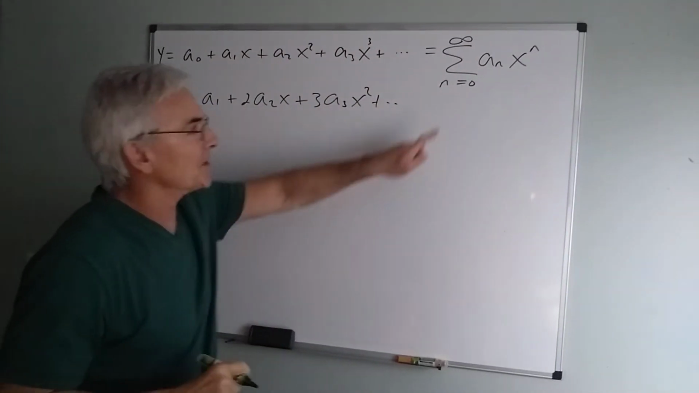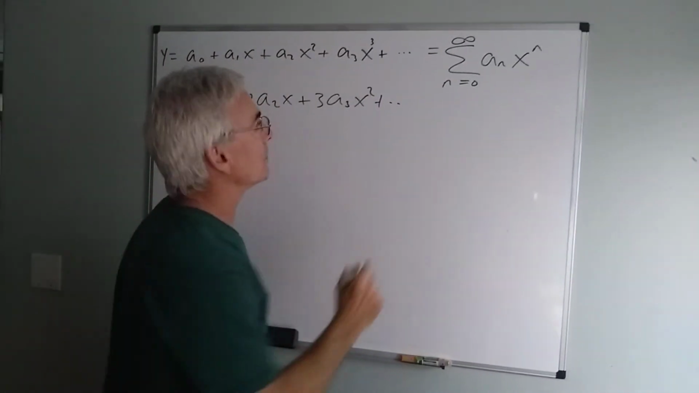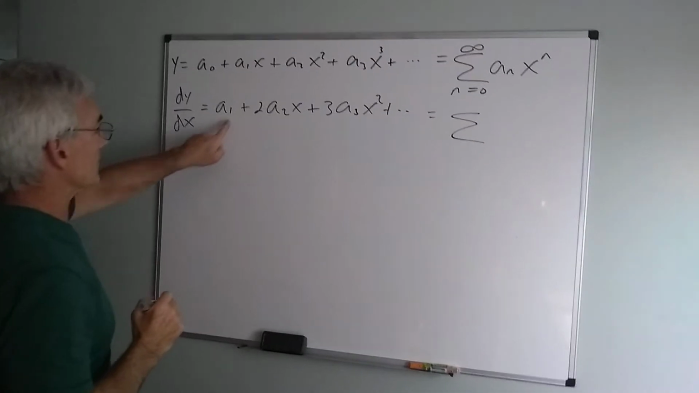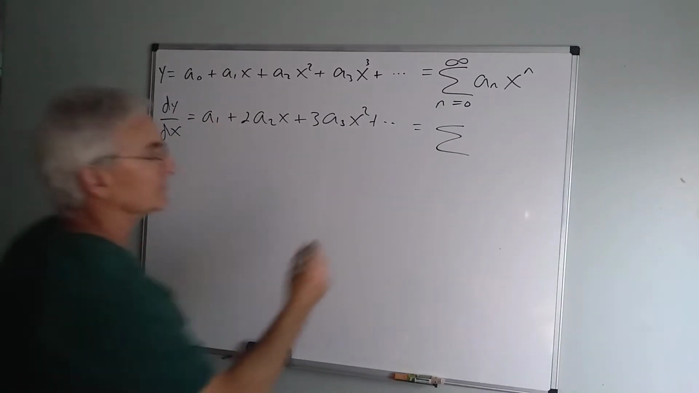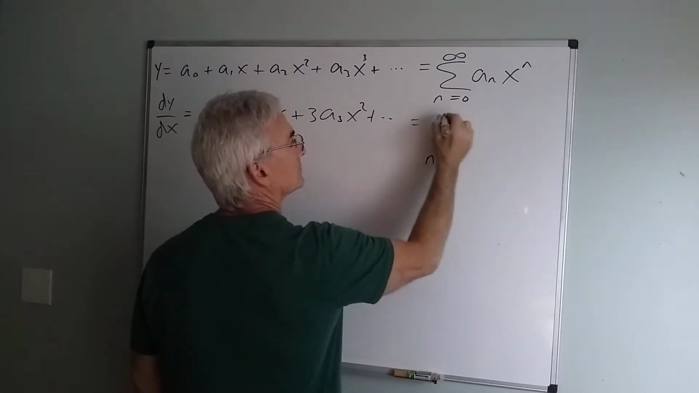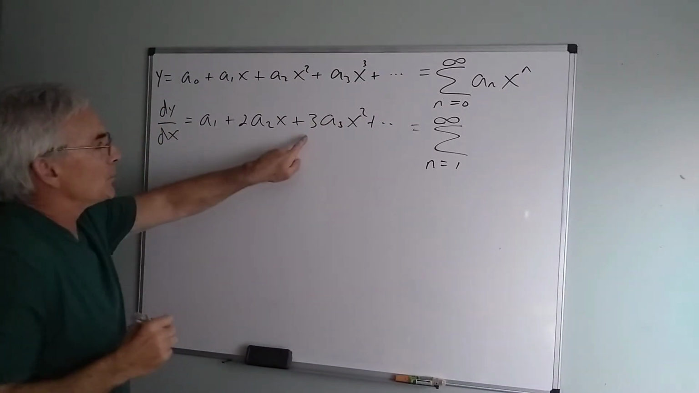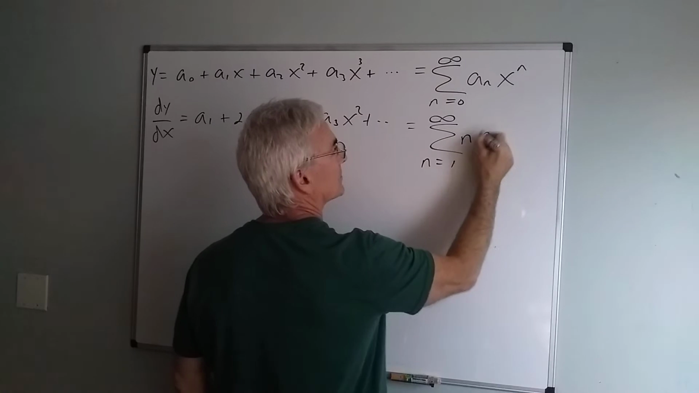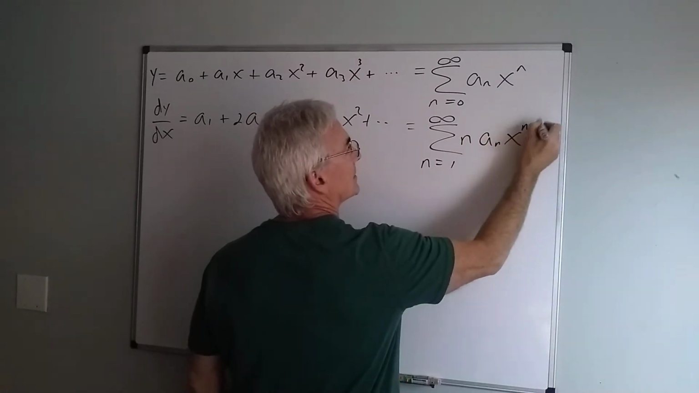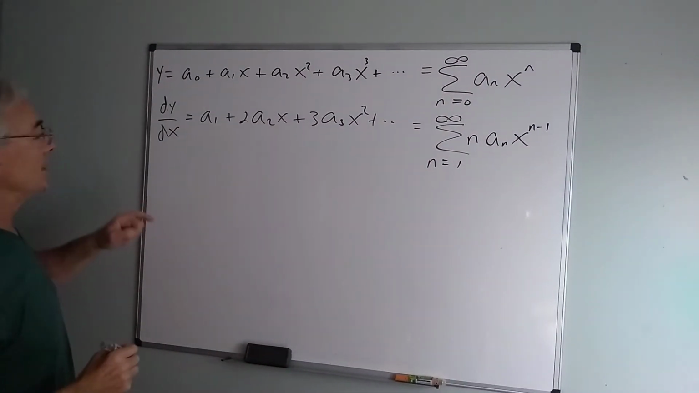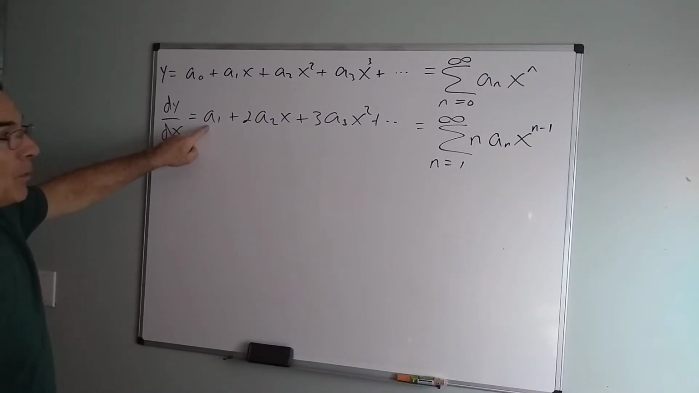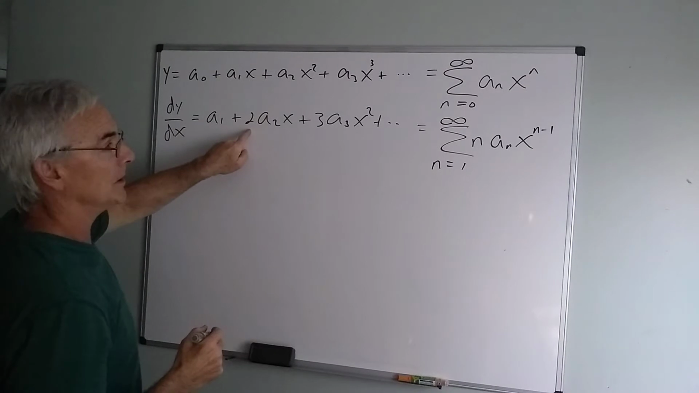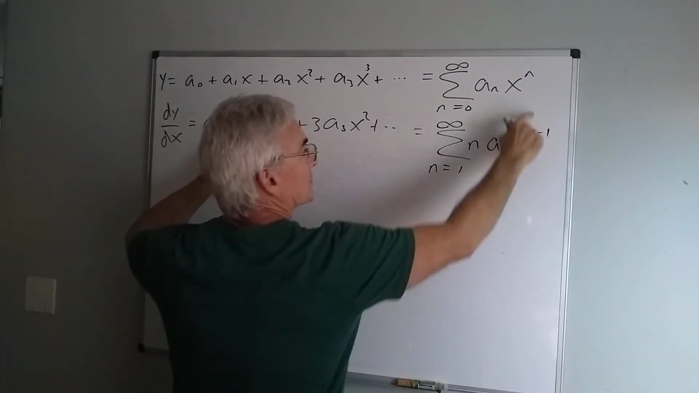The question is, what does that look like for the actual power series? Well, if you notice, first of all, it starts with a 1 and not a 0. And we've brought down the n from this term here, so it looks like this. So to do a quick check, when n is 1, I'm at a1: 1 times a1 times x to the 0. When n is 2, 2a2 x to the first.